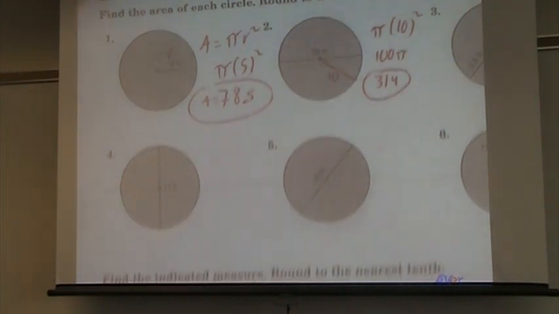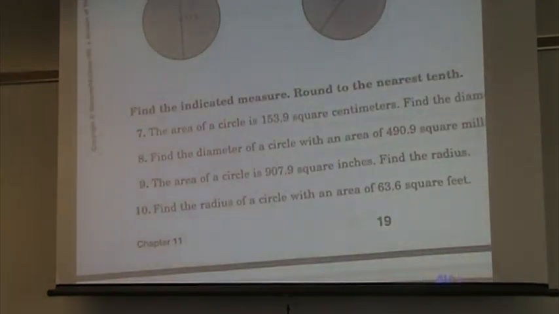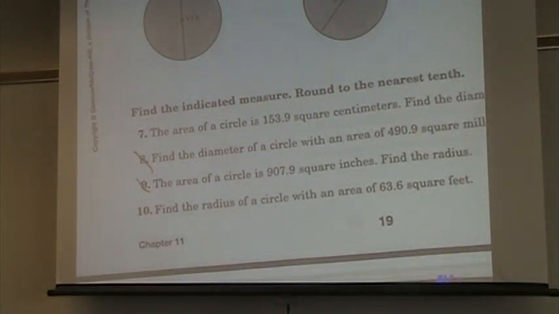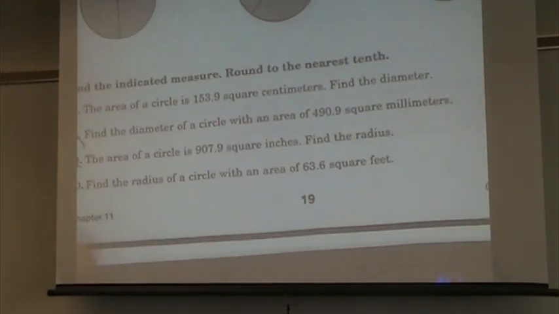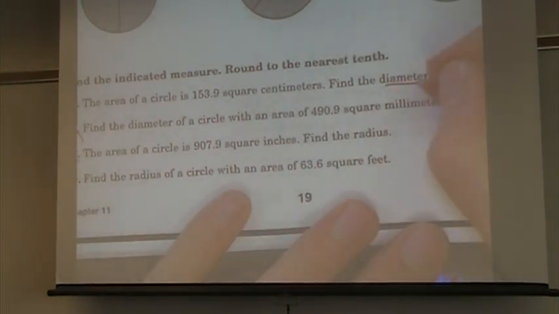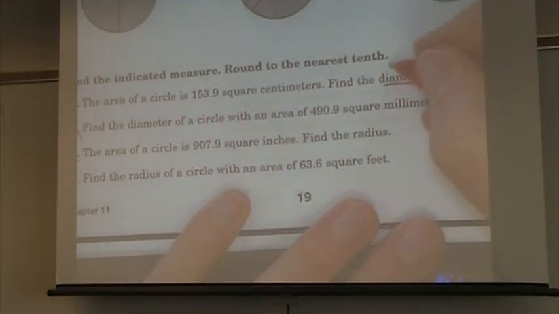These word problems, let's cross out maybe 8 and 9. What you got to do here is the problem's going to give you the area, and you're going to work backwards. So on number 7, it says the area of a circle is 153.9 square centimeters. Find the diameter. Remember, your diameter is 2 times the radius, right?